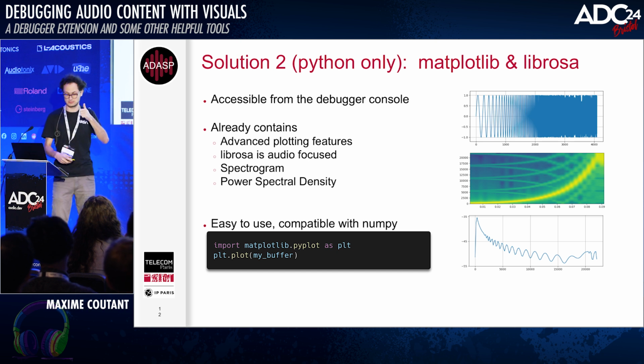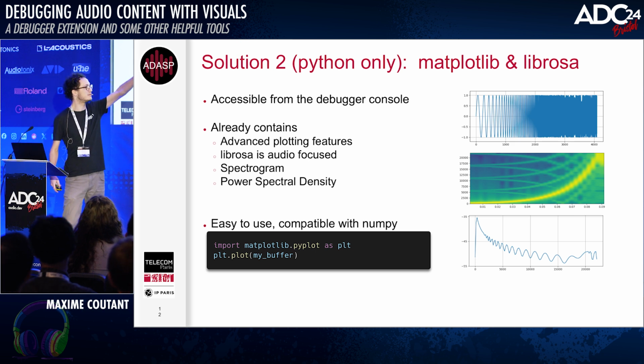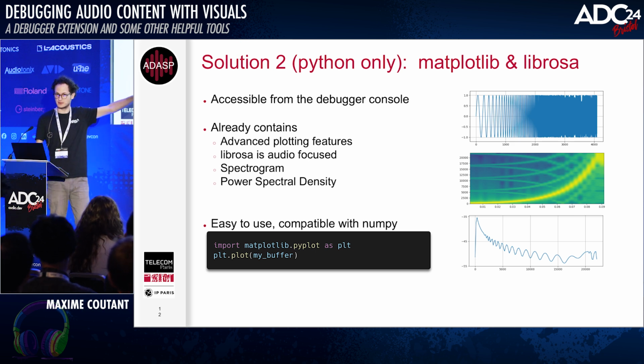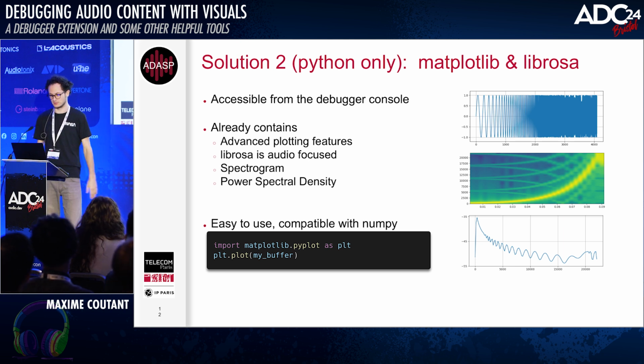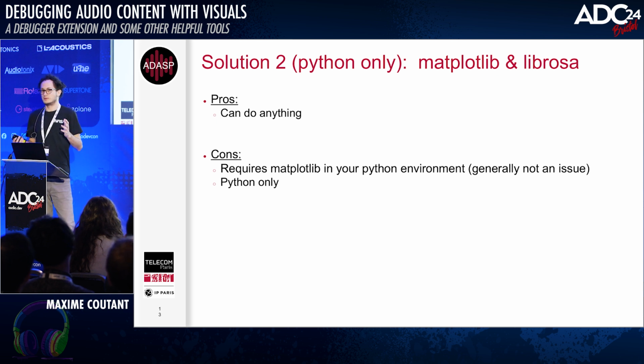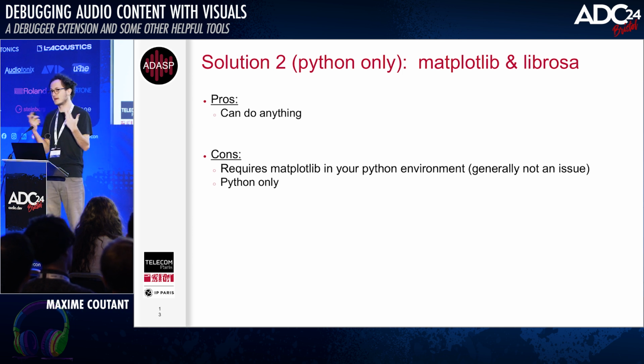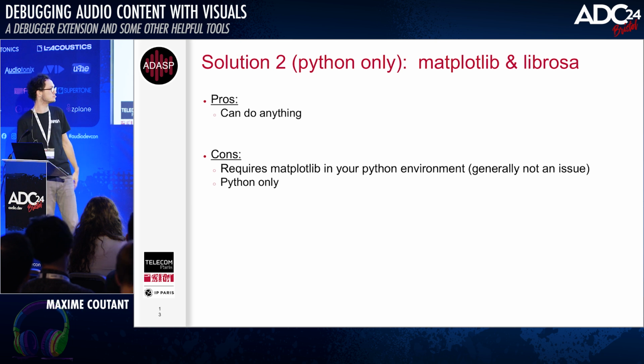Oh, it's fixed. Anyway, sorry. And so you can get this kind of visualization. So waveforms, spectrograms, the ones we saw before, these are from matplotlib. So really useful, really powerful. It's probably one of the most used ways to render audio data in the world. But it's for Python only, and not everyone uses Python, and you might have conflicts in your environment, but usually it's fine.